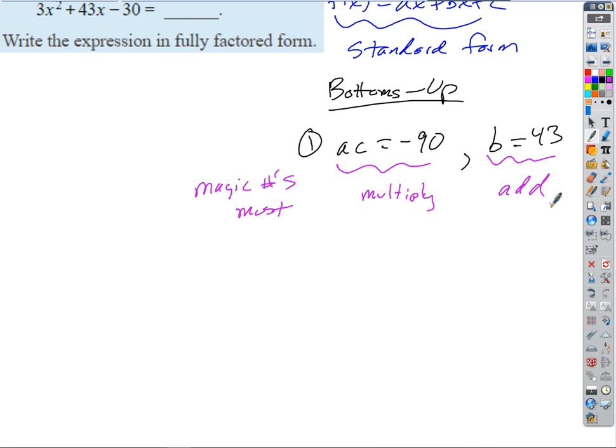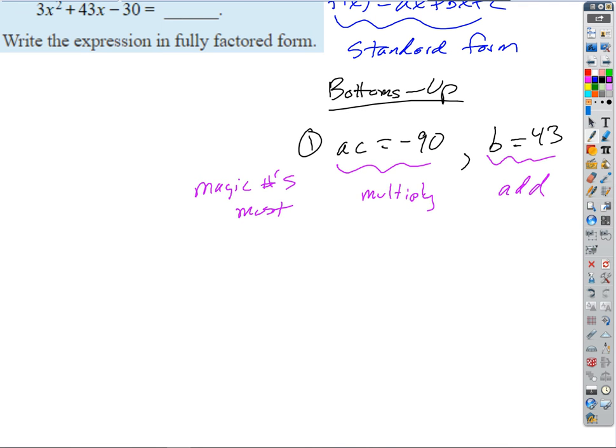They're both negative. Smaller, bigger, positive. Okay, so if they multiply to a negative, they have to be opposite sign, but if they add to a positive, the positive one is bigger, right? So we just have to go find those numbers. We have to find factors of negative 90 that add to 43. Now we know the positive one is bigger.